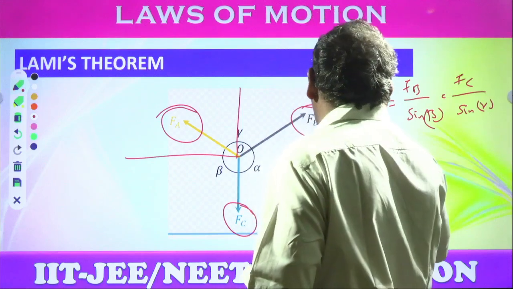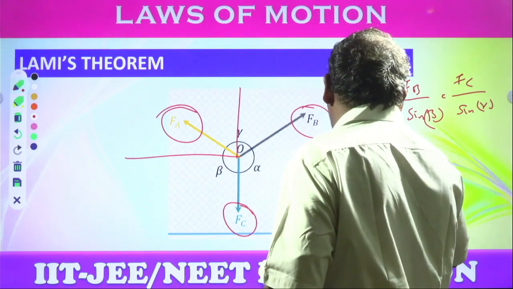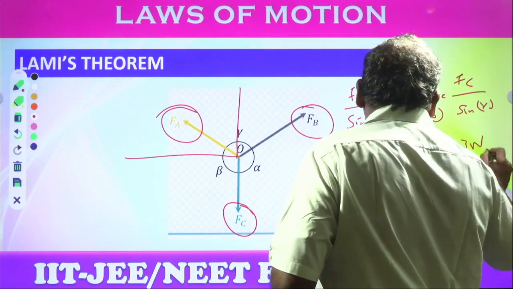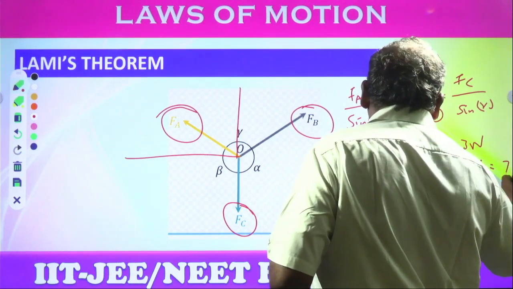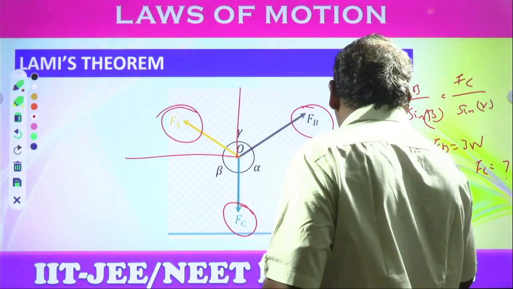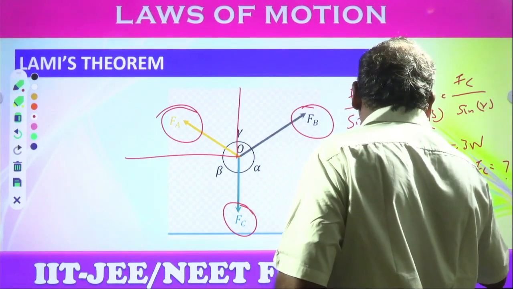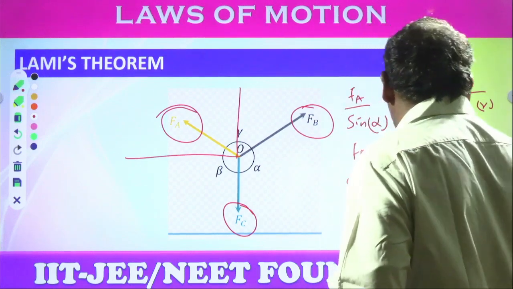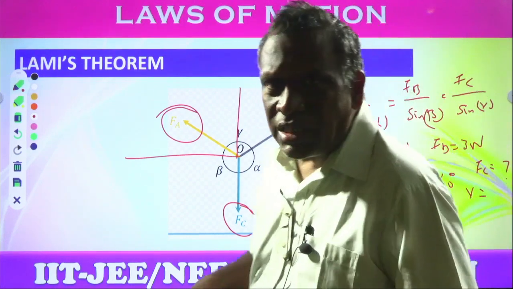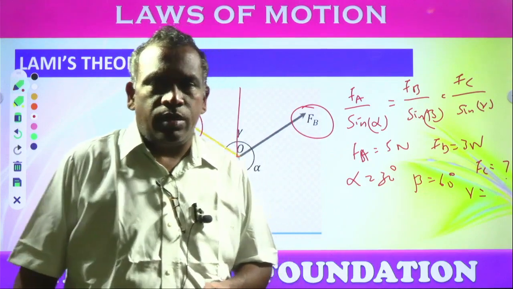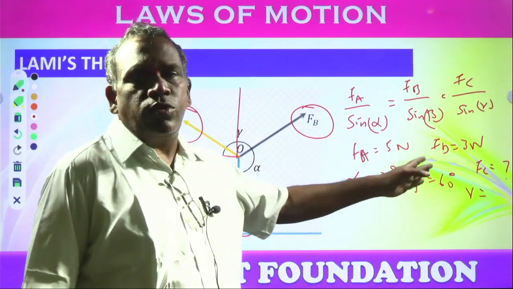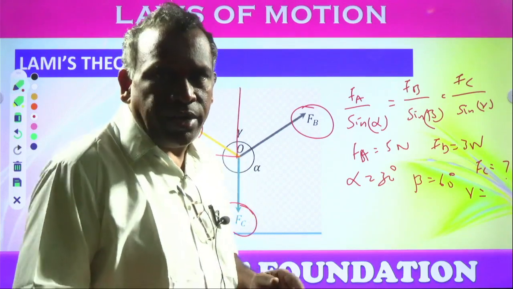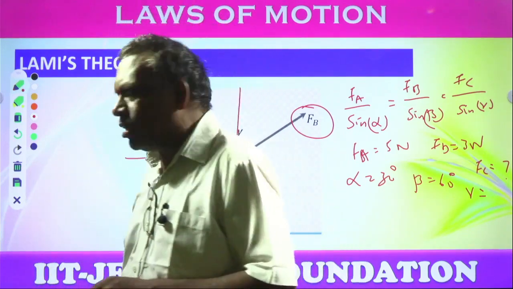In this process, for example, if you know the values of Fa equal to 5 newtons, and let us take Fb equal to 3 newtons, you should find Fc. Alpha is equal to 30 degrees and beta is equal to 60 degrees. Gamma is some other angle. Based on these angles you can find the magnitudes of the forces and the relation between the forces. All this can be found by using Lami's theorem.